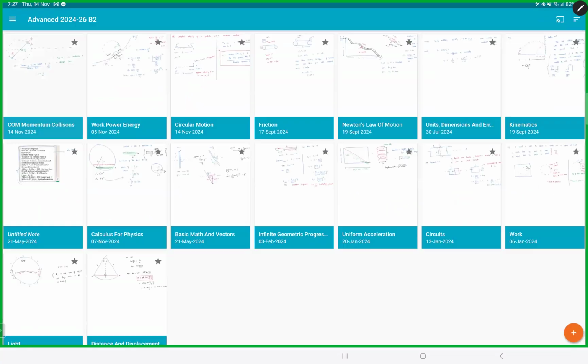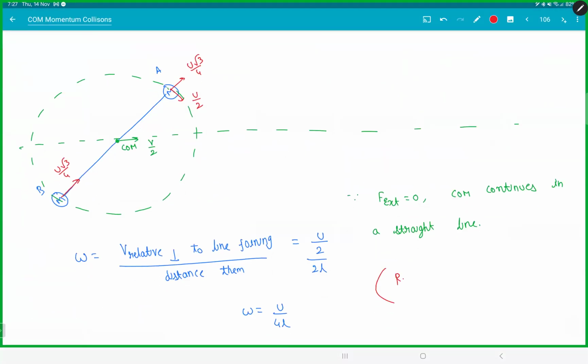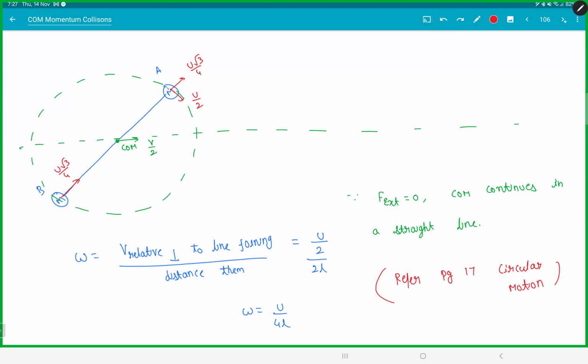This is page 17. That is the fastest way to find omega. Another way to do is go and stand on the center of mass, then apply relative velocity and do all that stuff. So you can find omega with respect to the center of mass, but it takes time.